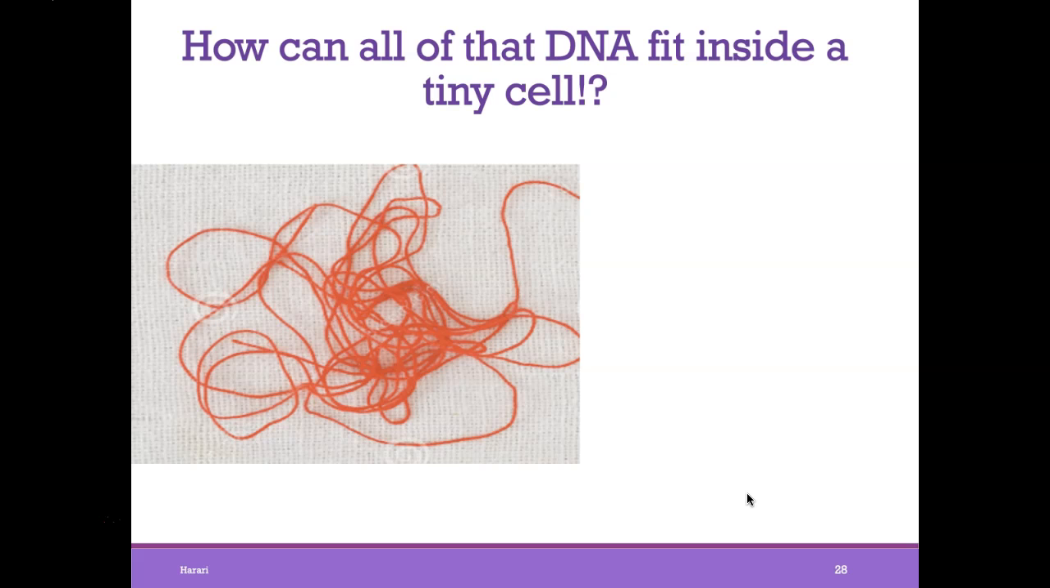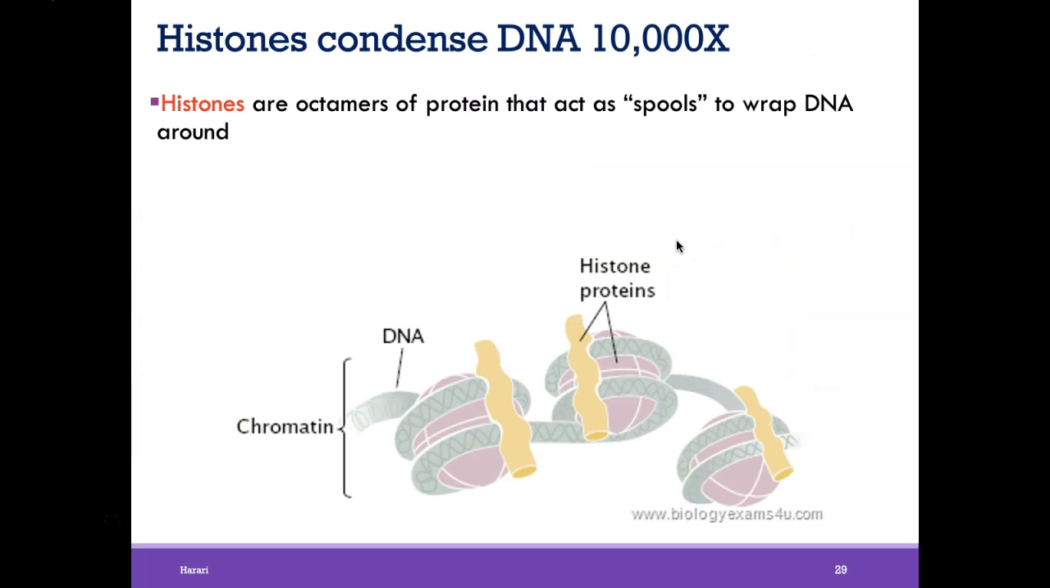So how can all of that DNA fit inside a tiny cell? We have all this loose thread. But just like we don't store loose thread in our sewing kits, we have spools to wrap our thread around to organize it. And the same thing happens in the genome. We have protein spools called histones. Histones are groups of 8 proteins themselves that act as spools to wrap DNA around. And this can help condense DNA about 10,000-fold.